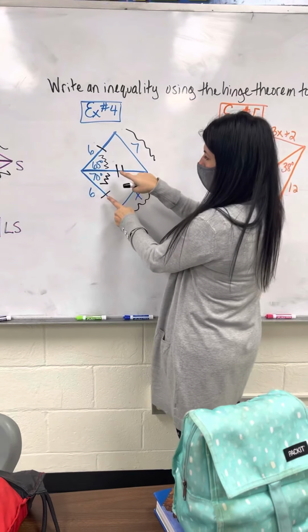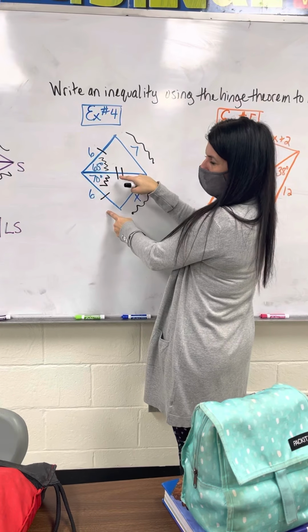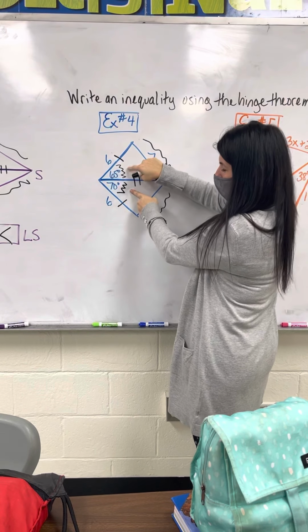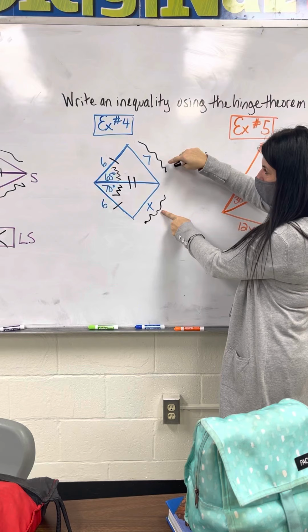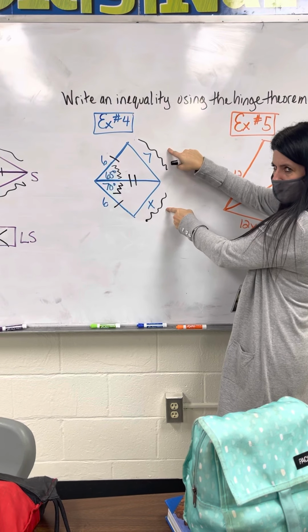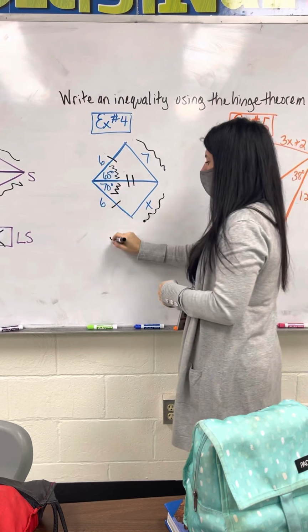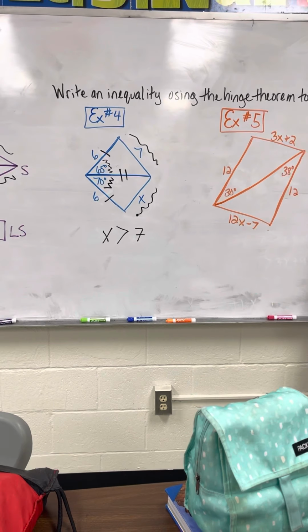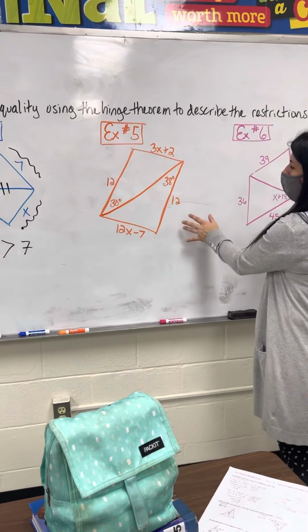So we have two sets of congruent sides. This angle is bigger than this angle, which means this side is bigger than this side. So that's informal. Let's just change it to formal. That means X is bigger than 7. Look at the next one.